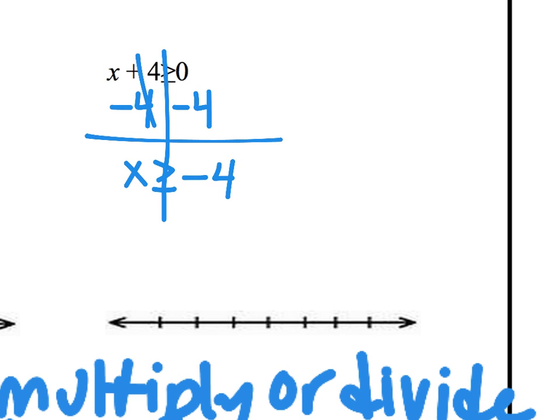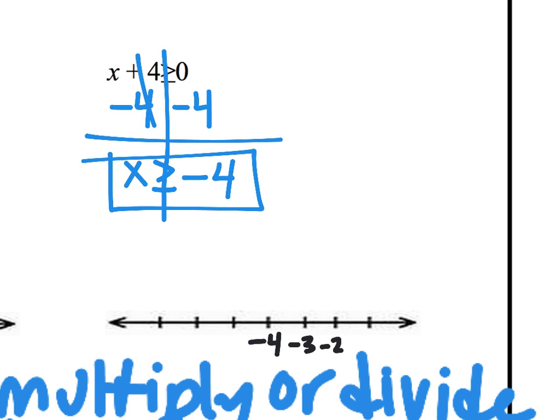We did not multiply or divide by a negative. I understand that your answer is negative. We only flip if we multiply or divide by a negative. So we are going to graph this. Let's put negative 4 in the middle. And then going to our right would be negative 3, negative 2. You have a number line on your desk to help you. And to our left would be negative 5, negative 6, negative 7.